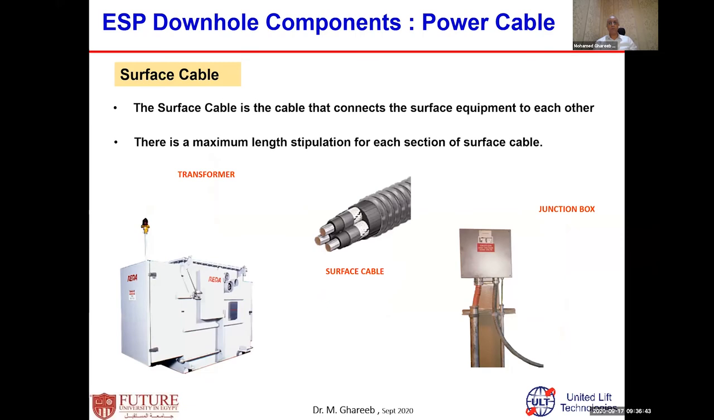Okay, the power cables also, the surface power cable. The surface power cable connects all these pieces together. When it comes from the well site, it connects to this device, which is called a junction box, and connects to transformers, to the switchboard, and so on. Then the cable is laid on the surface, what we call the surface power cable. The surface cable just connects all the surface connections together.